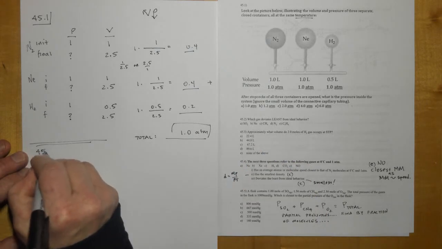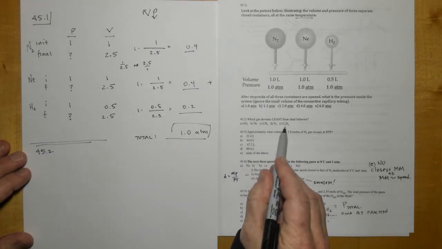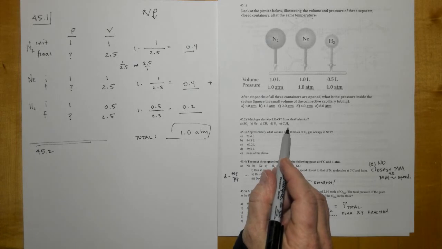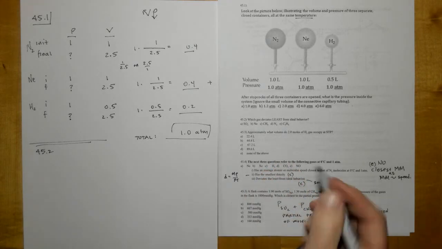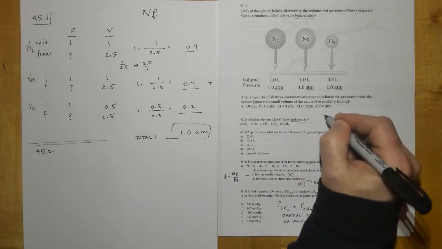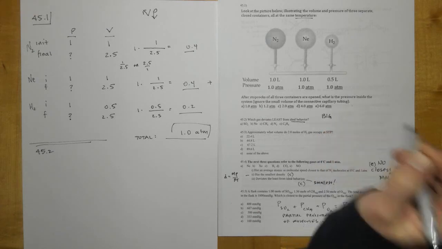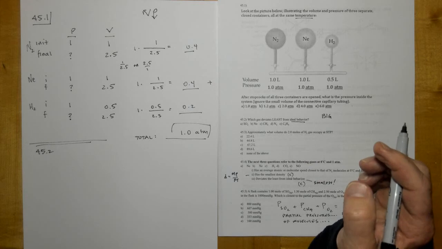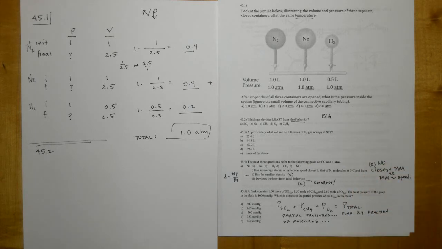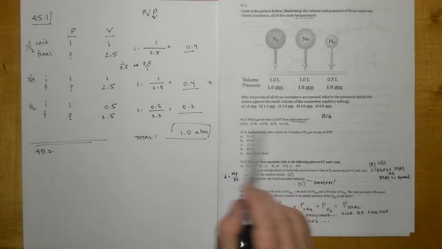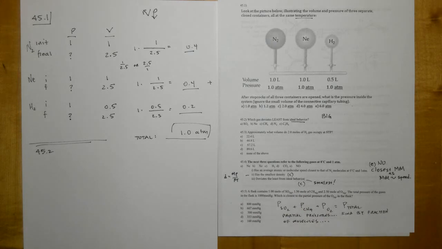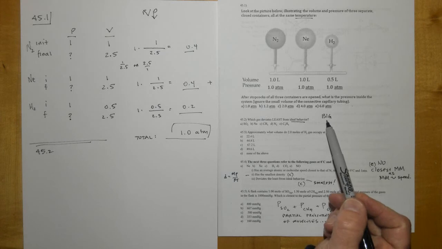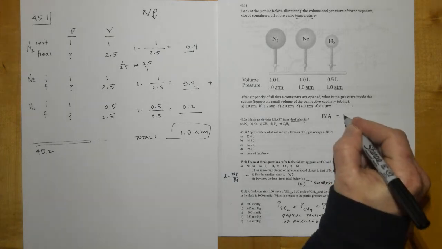45.2. Which gas deviates the least from ideal behavior? Well, remember, things that deviate from ideal behavior are ones that are big and clunky because they actually take up space, since we ignore the space that they occupy, and things that have attractive forces. And since all of these are nonpolar, we wouldn't have to worry about attractive forces at all. And so the one that would deviate the most from ideal would be the largest one, which would be the one with the biggest molar mass.